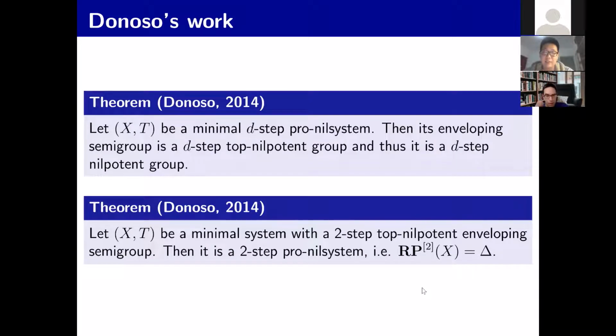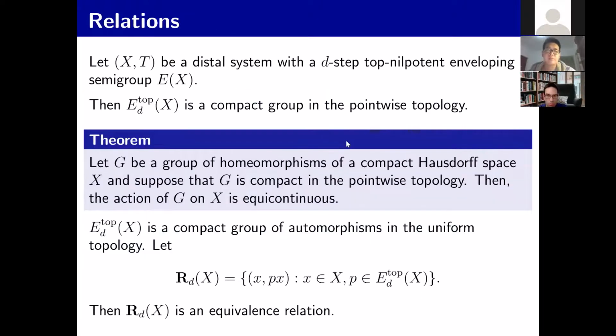And he proved that if a minimal system has a two-step top-nilpotent enveloping semigroup, the system is a two-step pro-nil system. That is, the regionally proximal relation of order two is trivial. Given a distal system with a d-step top-nilpotent enveloping semigroup, we know that the last non-trivial subgroup is a compact group, but just in the pointwise topology. So if we want to define a group extension, we need the uniform topology, and the following theorem guarantees this.